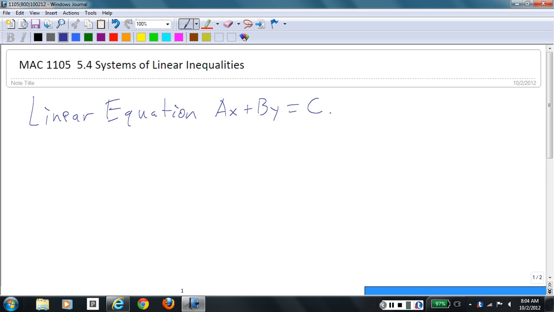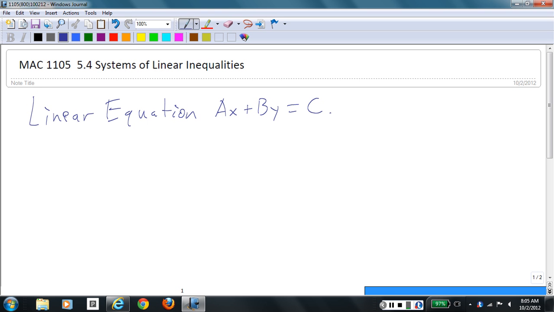Basically, we look at the equation. If it has nothing but x terms, y terms, and constant terms, then it can be written in this form. And so this is the standard form of a linear equation in two variables. If we replace the equal sign with an inequality, the four most popular inequalities being less than, greater than, less than or equal to, greater than or equal to, then we have ourselves a linear inequality in two variables.